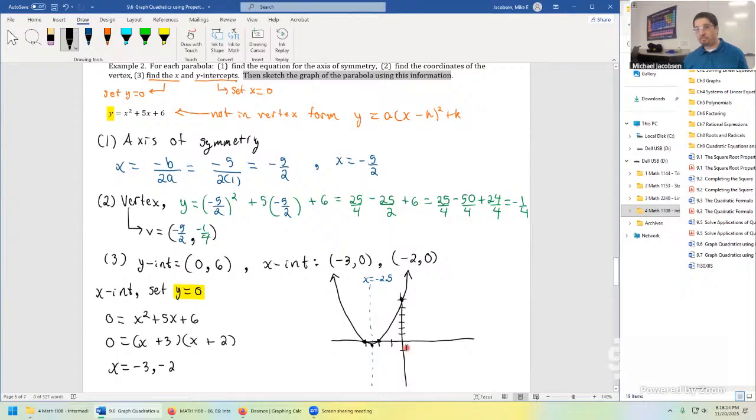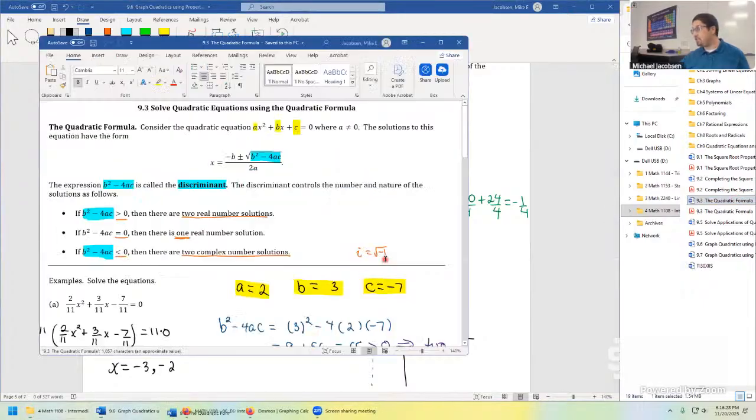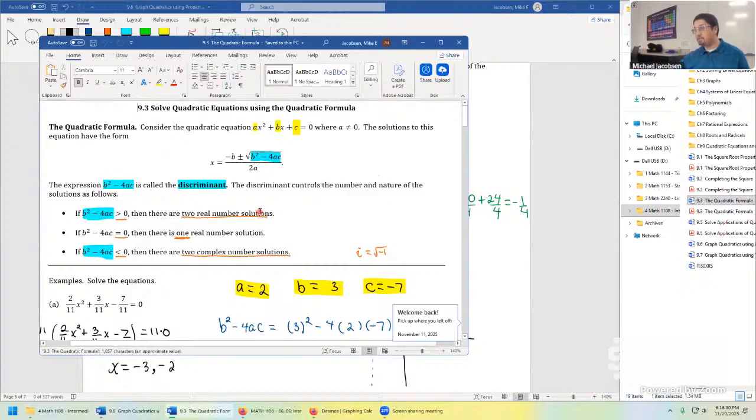Okay, that's our first one for the day. We'll practice a couple more like these before we go into the next section. Let's pull up something from section 9.3, the quadratic formula, just to see how the next problems will go, with particular attention to this concept right here, the discriminant.